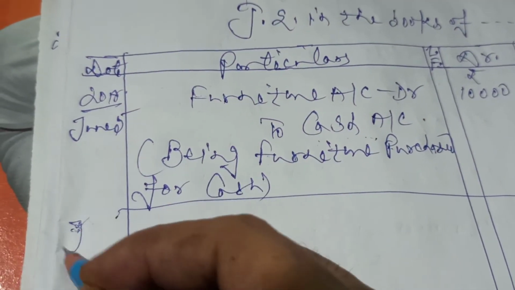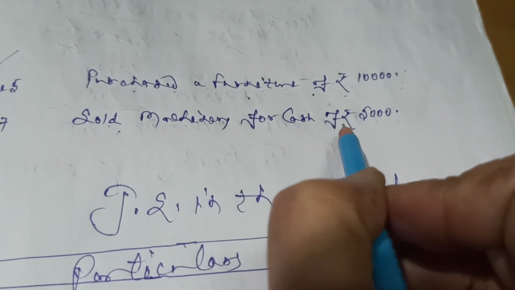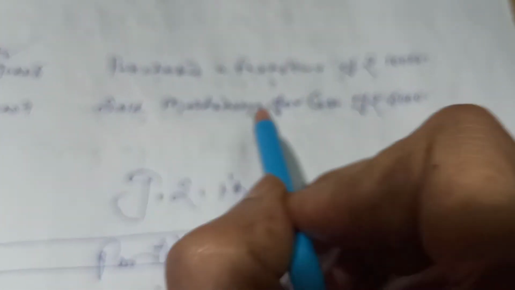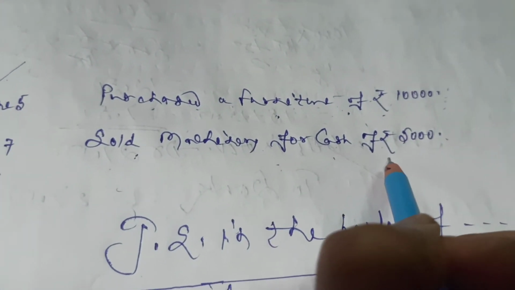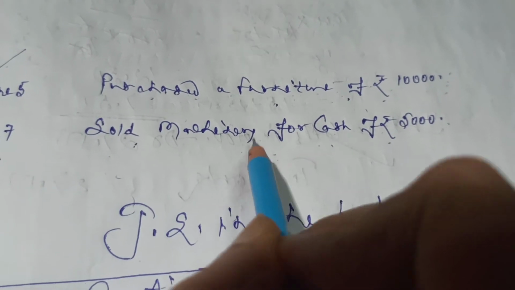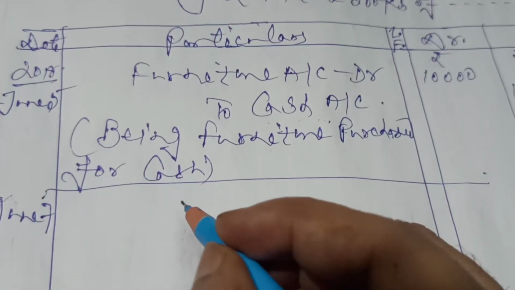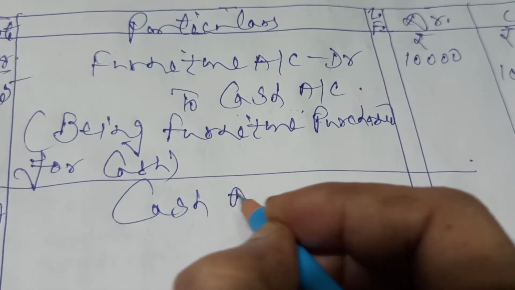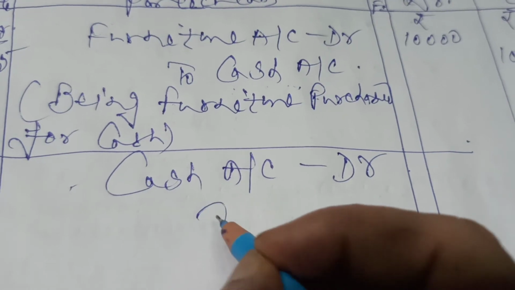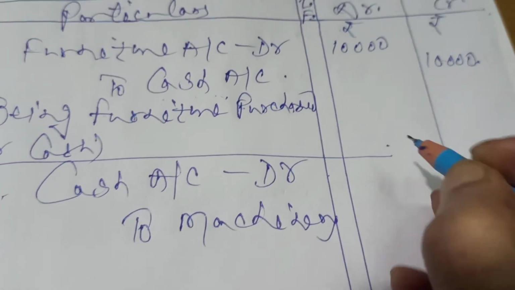Now let's move to June 7. We have got another transaction, sold machinery for cash of rupees 5,000. Once again, treat yourself as a businessman. Don't think that someone else is doing business, it's your business. You have sold machinery for cash. What's happening over here? Cash is coming and machinery is going out. Debit what comes in. Once again, real account rules will be followed. We are selling machinery, cash is coming and machinery is going out with the same amount.